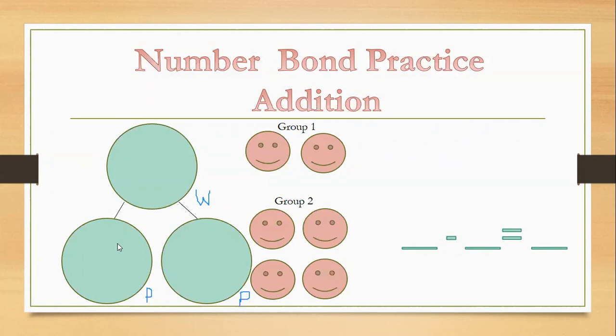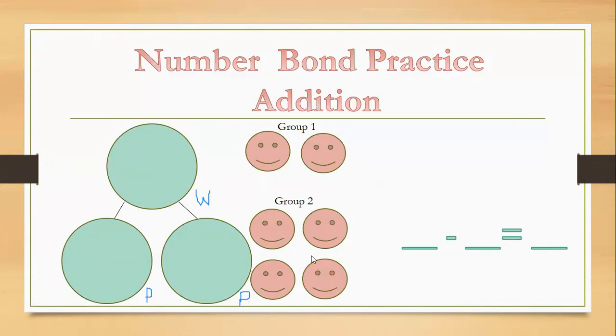The two circles down here are together. Do you see how these two circles are right next to each other? So that's what we mean when we say that they are together. These are your parts, part 1 and part 2. So for addition, we have our total up here, and we have one part and two parts.